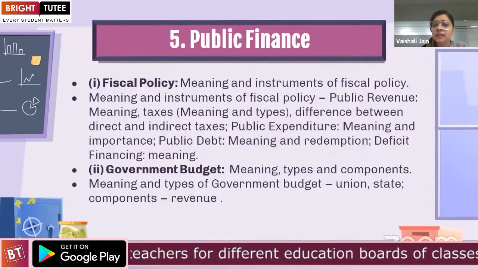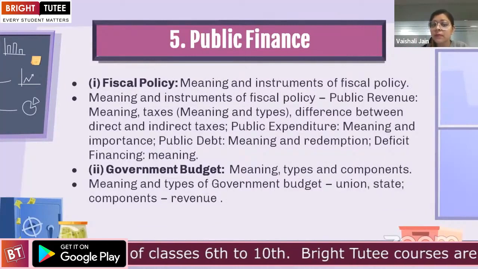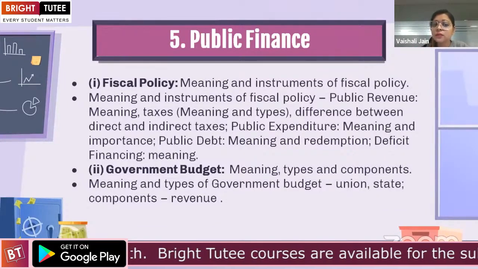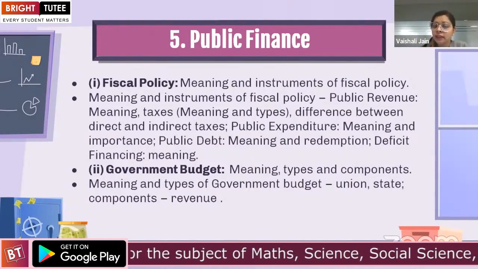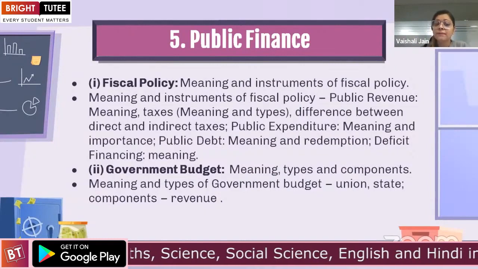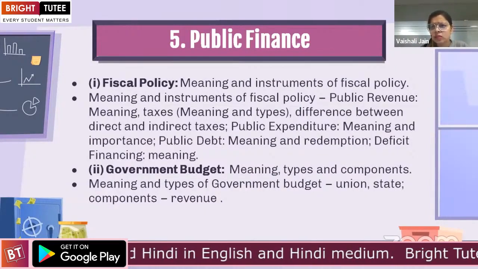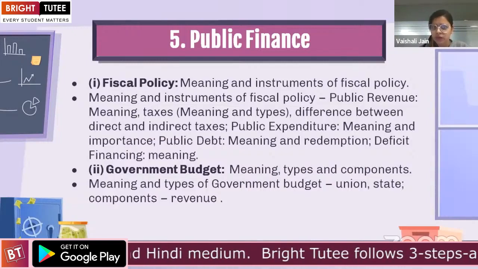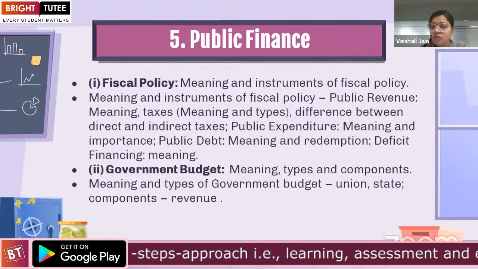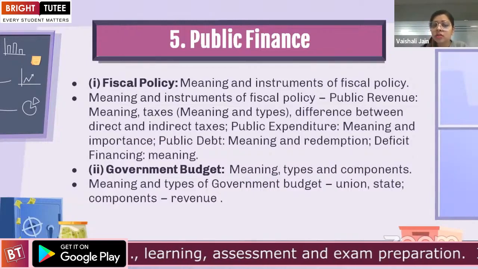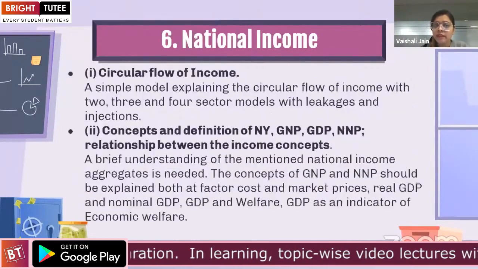Then we have public finance. In public finance, we'll discuss the meaning of fiscal policy, that is public revenue, its meaning, difference between direct and indirect taxes, public expenditure, meaning and importance of public debt, redemption, then deficit financing, its meaning. So all these terms are in the syllabus. The syllabus is there on the website as well as the book I'm going to talk about. It is mentioned over there as well, right? Then we have government budget. That is the types and components of budget. What are the different types of government budget, union, state, revenue, and its components. Everything is there.